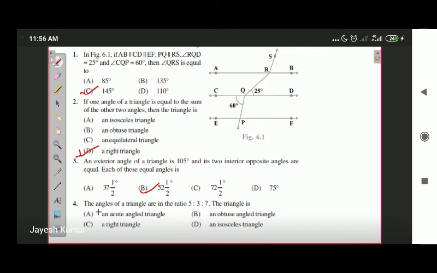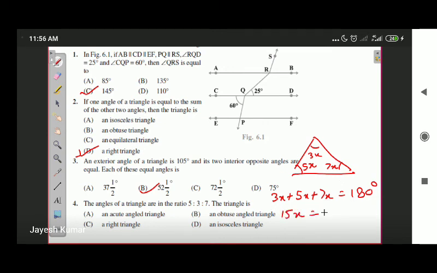Next is question number 4. The angles of a triangle are in the ratio given. So we have a triangle whose angles are 5x, 3x and 7x. Okay. So what we do is, we find out the sum of all these three angles, which should be equal to 180 degrees. 3x plus 5x plus 7x should be equal to 180 degrees. Why? Because the sum of all the interior angles is 180 degrees. So 3x plus 5x plus 7x is 15x equals 180 degrees.